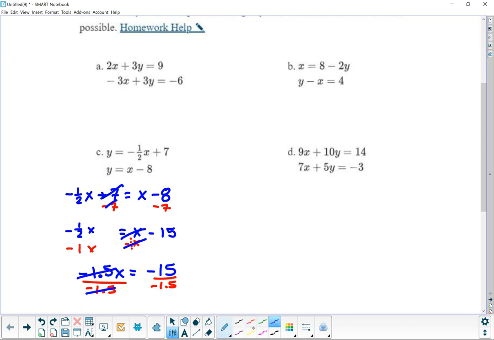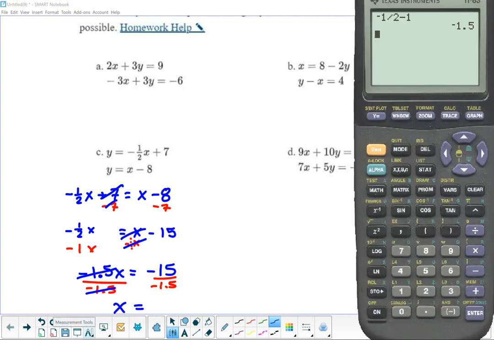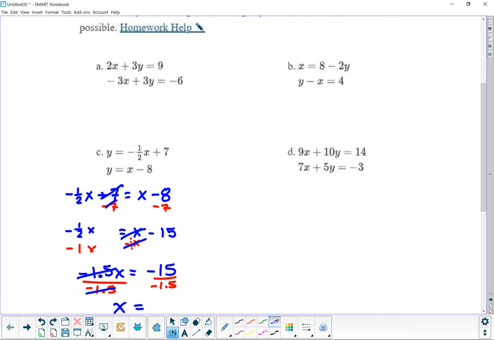Okay, we're going to go ahead and divide it by negative 1.5, which will cancel these out. You get x equals, and figure it out from your calculator, right? Negative 15 divided by negative 1.5. That gets me 10. So if x is 10, figure out what the y is.